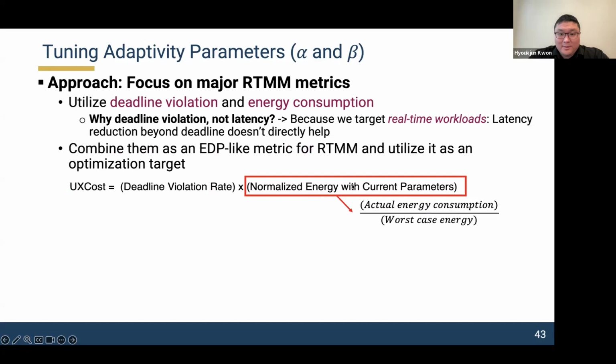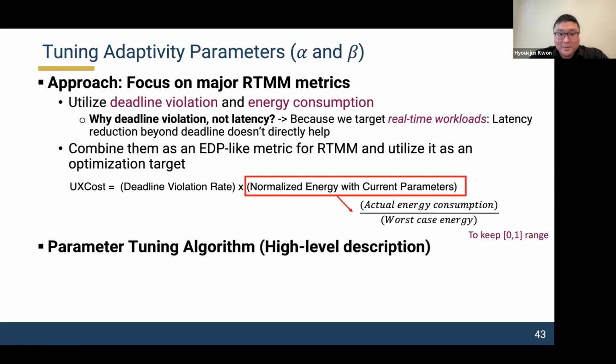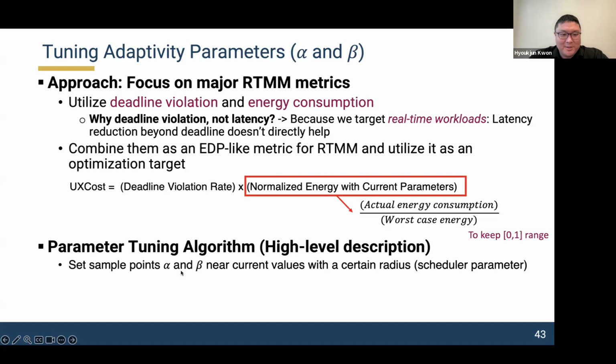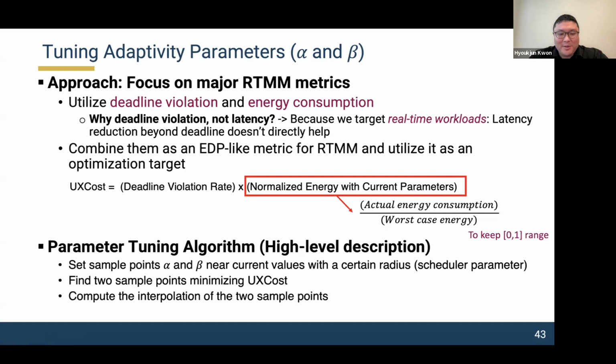And the energy is normalized compared to the worst case energy profile before we actually run the workloads. And this is for keeping each term within the 0 to 1 range so that we can also keep UX cost within the 0 to 1 range. And we use this metric profiled during the inference. So the high-level description of the parameter tuning algorithm for alpha and beta, the adaptivity parameters, is setting sample points near the current values, finding two sample points minimizing UX cost, computing the interpolation of those two sample points, and moving on to that point.